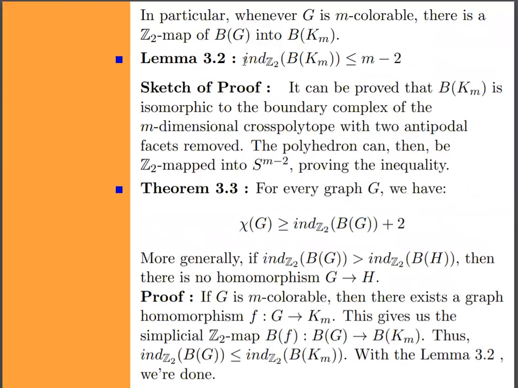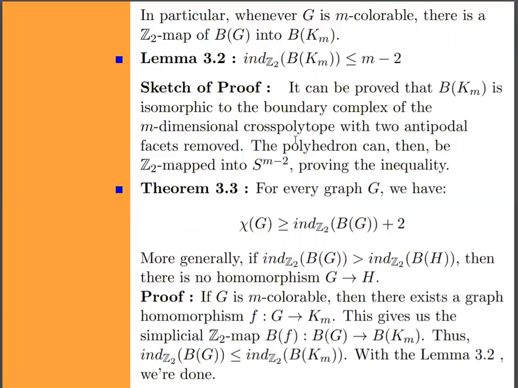Okay, so what we intend to do is to prove this inequality here. For that we mentioned a lemma. The lemma says that the index of B of K_m is less than or equal to m minus 2. We just give a rough sketch of this proof. It can be proved that B of K_m is isomorphic to the boundary complex of an m-dimensional closed polytope with two antipodal faces removed. This can then be Z2 mapped into S^(m-2). I'm not giving the actual maps here, just a rough idea of what the proof is.